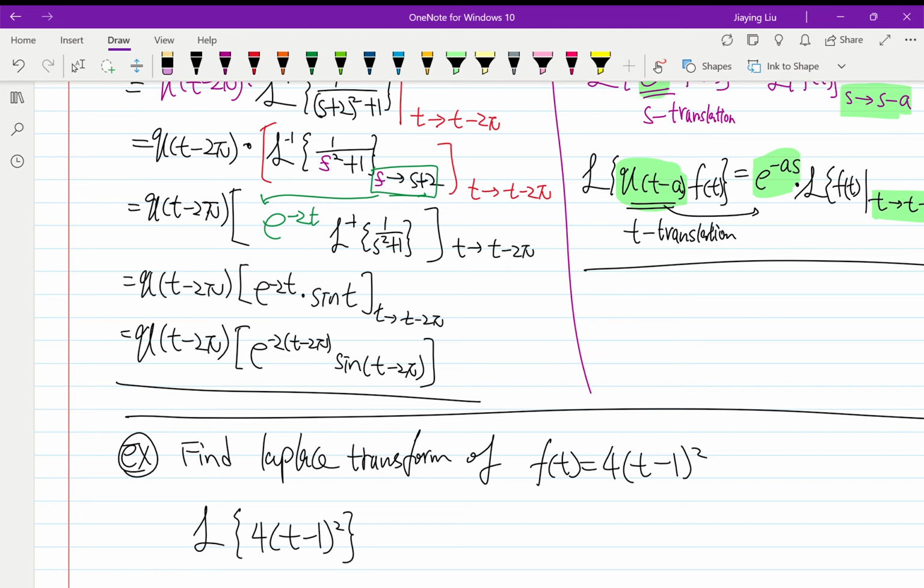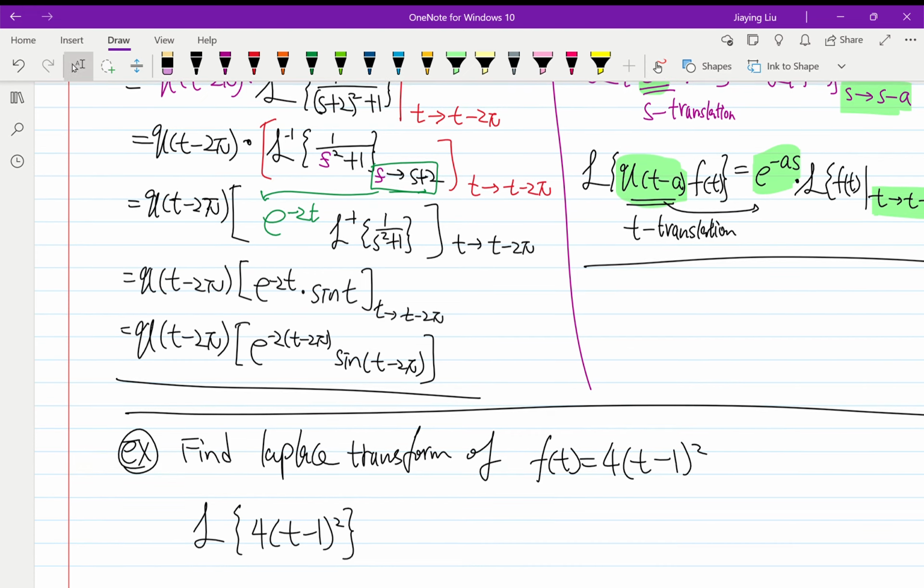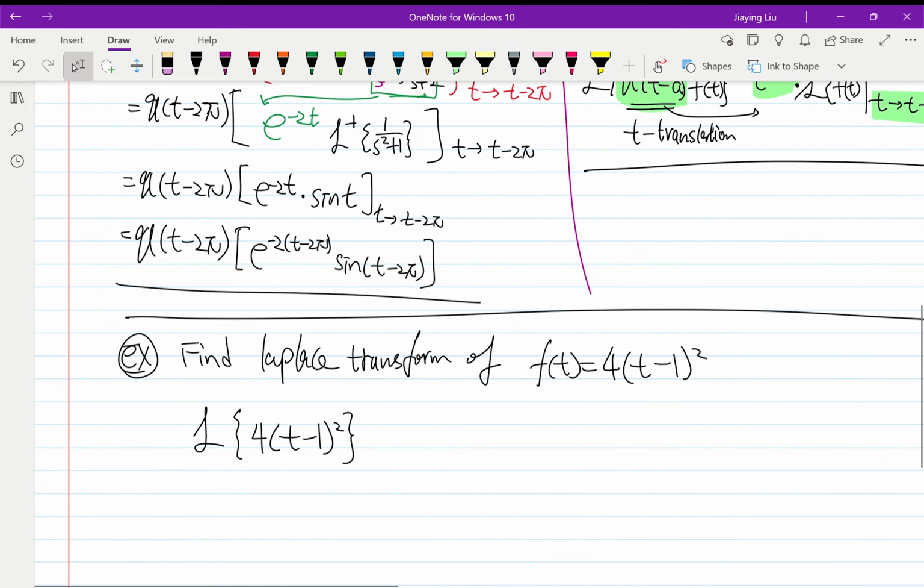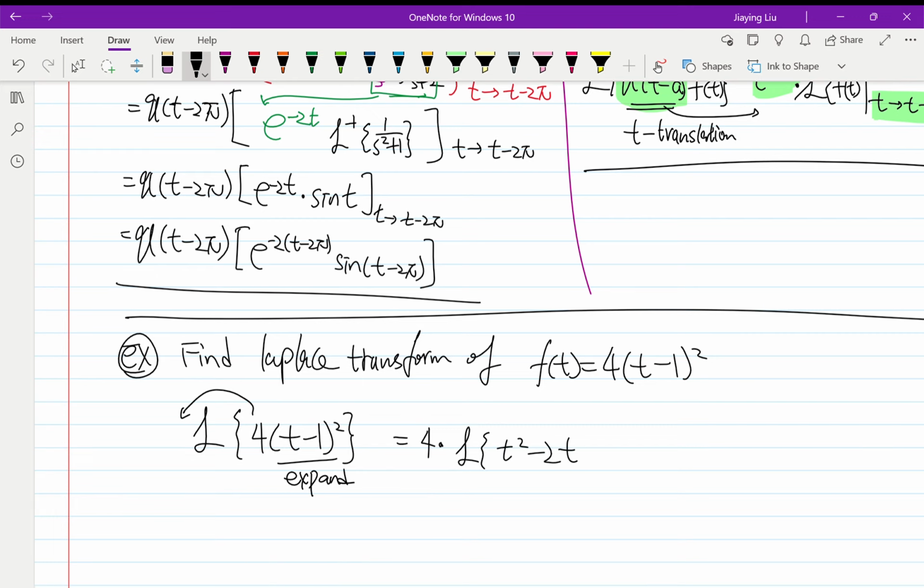But the question is, how do we find the Laplace transform? Bring out the 4. Exactly. You can bring out the 4 because that's a constant. Under the quadratic, we're just going to expand it and then make 3 terms out of there. I just want to use this example to show you that even though it looks kind of like t minus a there, it's not the Heaviside function. In this case, we can bring the 4 outside and expand it. If we do that, we get 4 times the Laplace transform of the expanded t minus 1 squared, so that's t squared minus 2t plus 1, and we should be able to figure out the Laplace transform of each one based on the table.